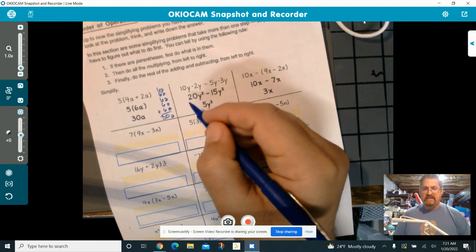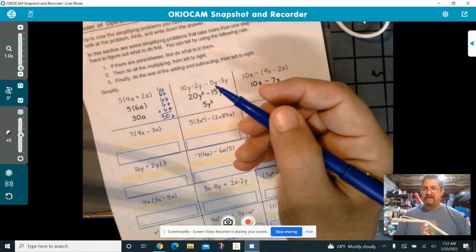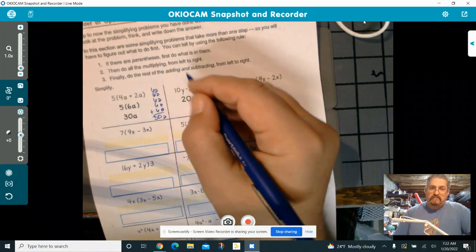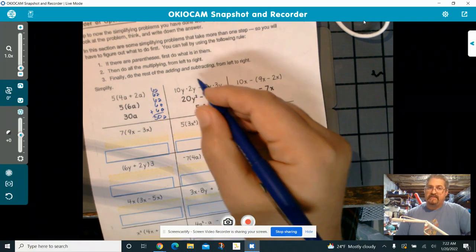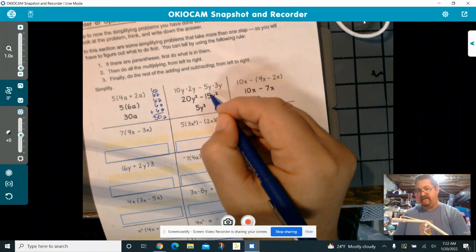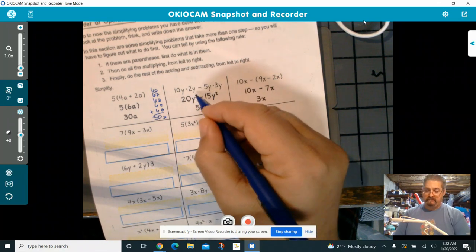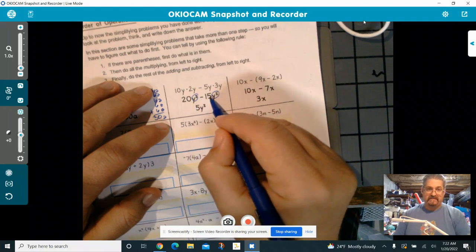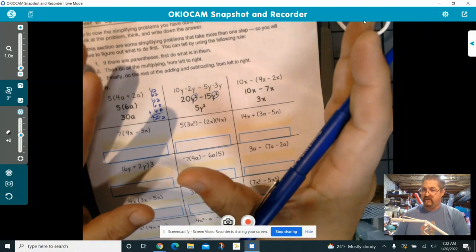It's a little rough. When we did powers before, it's been a little while, so it's easy to forget those rules. 10 times 2 is 20. Y times y is y squared. Minus, bring that minus down, 5y times 3y. 5 times 3 is 15. Y times y is y squared. But now these are both y squared terms, right? So we can do 20 take away 15 and get 5y squared. Still works, right?